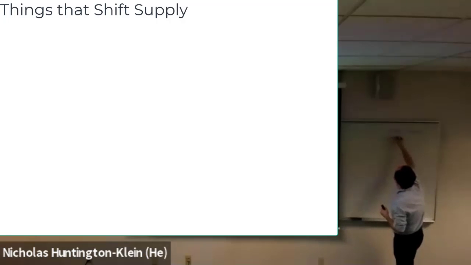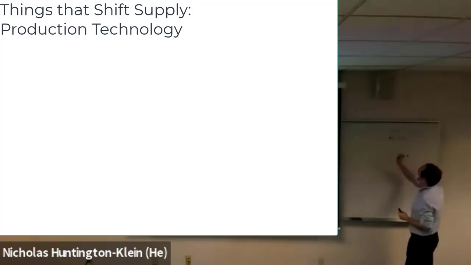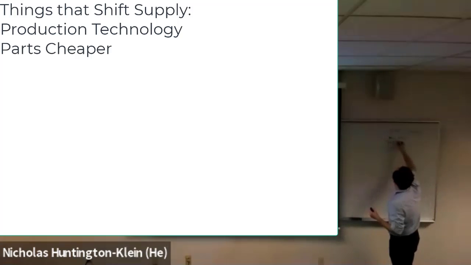Supply changes. What's changed? Production technologies with machines. Right, we've just gotten a lot better at making computers. What else? The parts have become cheaper. Parts are cheaper.